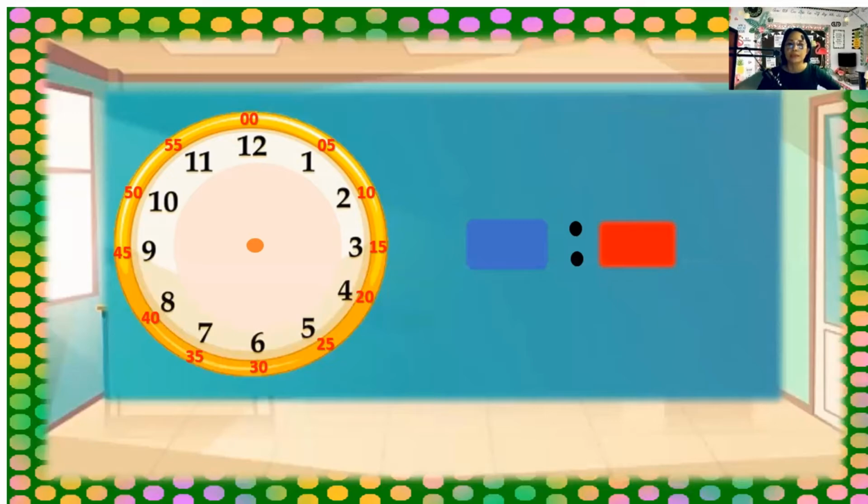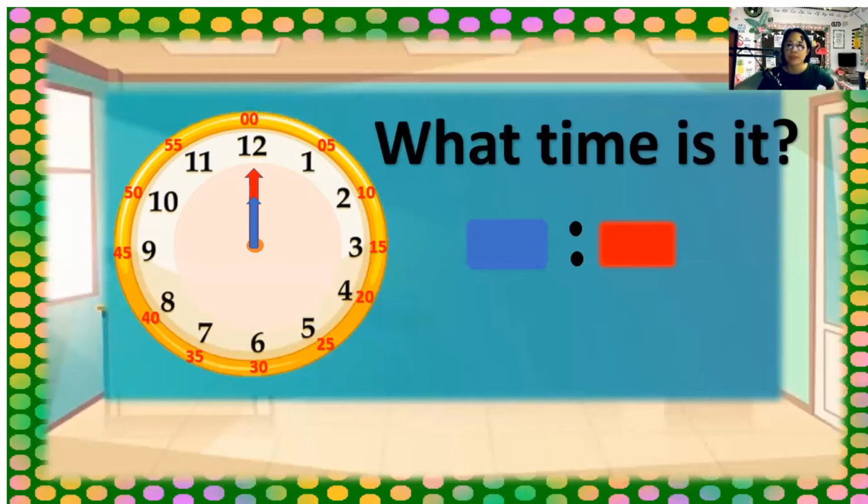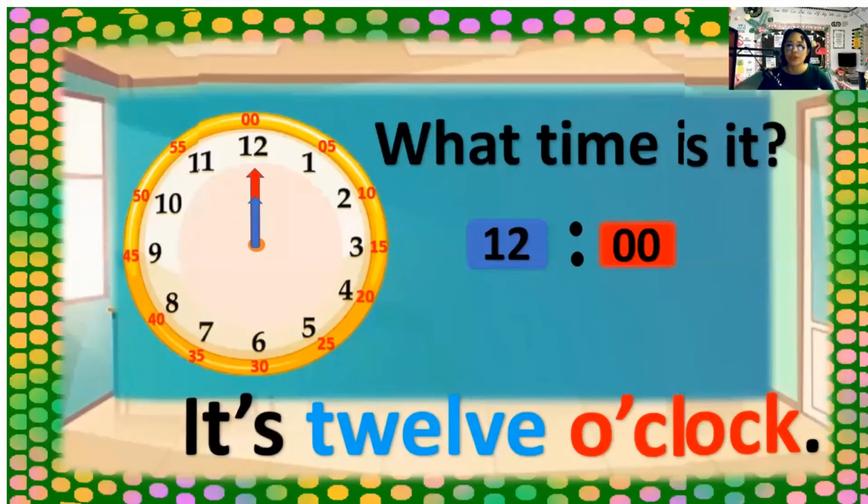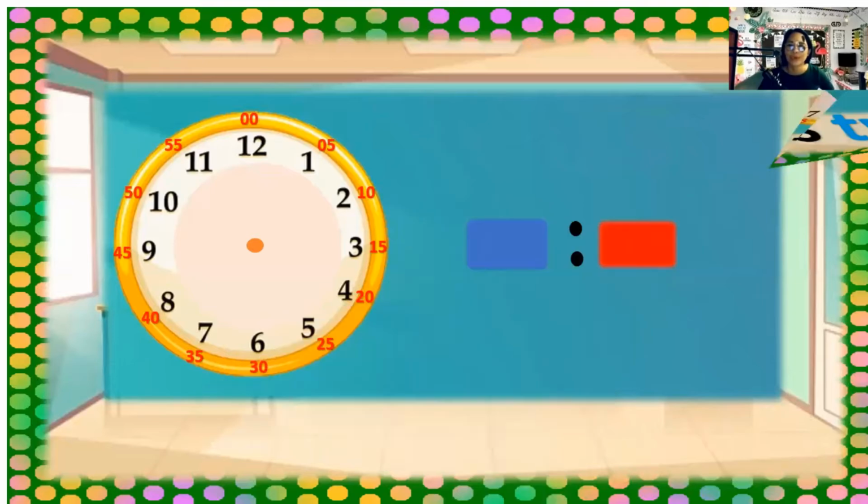So the last one. Okay, so they are pointing in the same direction, which is at the 12 or the 00. So when we ask the question, what time is it? If both hands are pointing to the same number, which is the 12, it's 12 o'clock. Okay. So we're done with the o'clock.